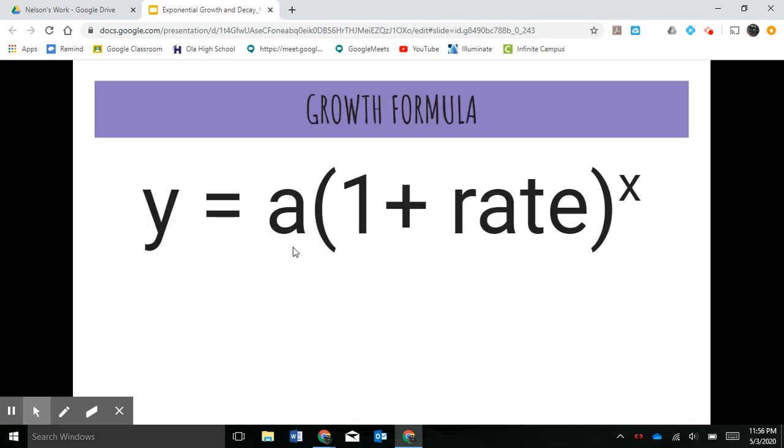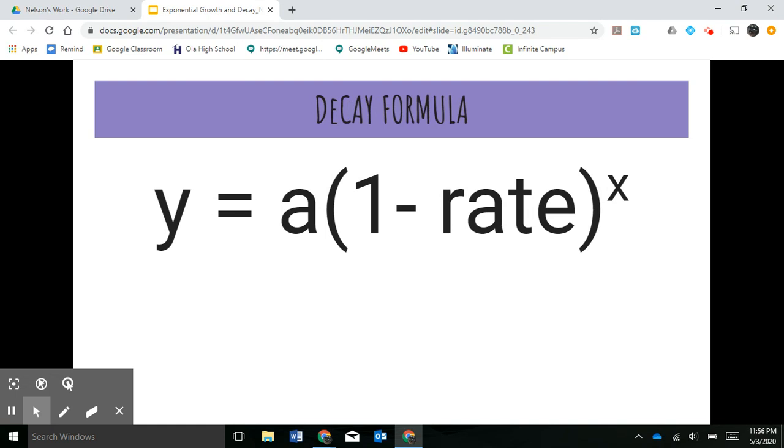The formula now looks like this. A is still your initial amount. Rate is still your multiplier. That's your B, and then there's your time period. So everything looks the same. It's just that instead of B or instead of a number, it's 1 plus whatever the percent is. And there's an example of the decay, 1 minus the rate to the x power.